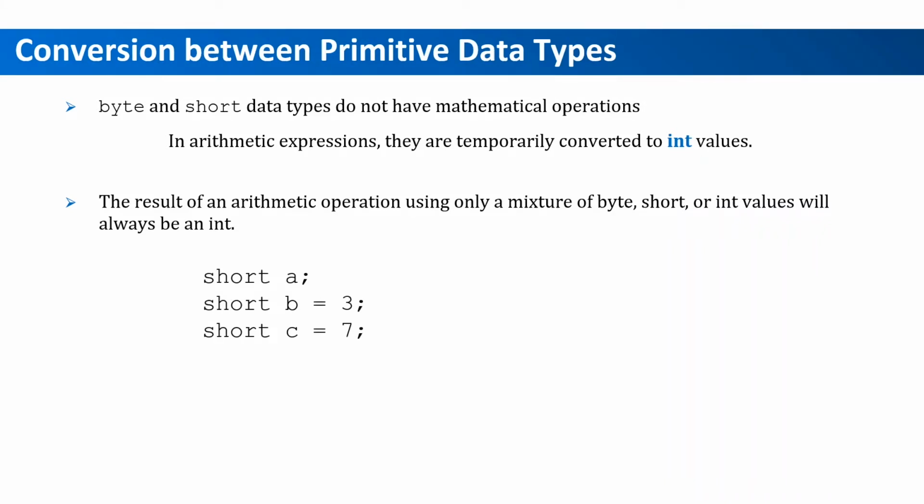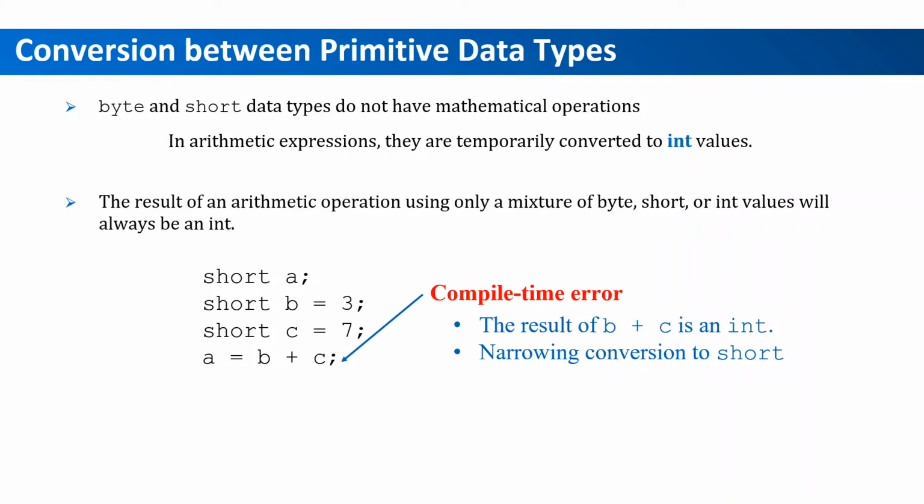Assume that you declare a as a short. You also initialize two short variables, b and c, to be 3 and 7 respectively. If you add b and c, you get 10, which is a number that a short variable such as a should be able to store. The problem is Java will give you a compile time error. Why? Because b plus c is actually an int. Both b and c got upgraded to int and then added together, leading to an int 10. Now you are trying to store the int 10 in the short variable a, which Java is not going to allow because this is considered narrowing conversion.